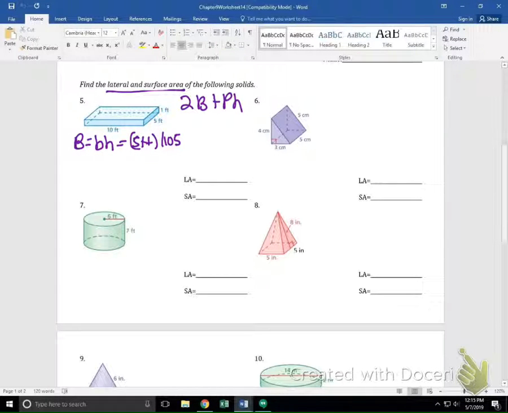Yep, so we end up with 50 feet squared. Okay, what is your perimeter? It's going to be 10 plus 5 plus 10 plus 5, which is 15 plus 15. Yep, 30. 30 feet. So we're now going to substitute that in.